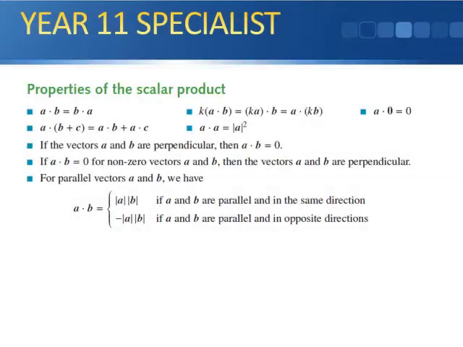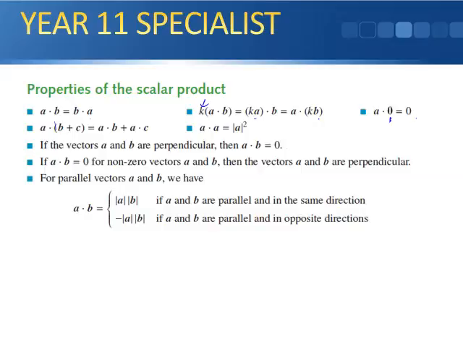Properties of the scalar product. Some properties that are probably good to know and remember. a.b is the same as b.a. If we've got a scalar on the outside, that's just the same; we can multiply it by the a or multiply it by the b, it doesn't matter. If we're multiplying by 0, we're going to get 0. If there's a bracket, just like normal, a is multiplying both the b and the c. And a.a is just the magnitude of a squared.